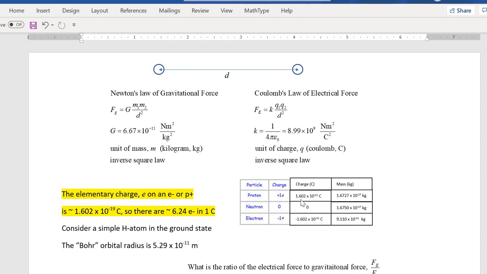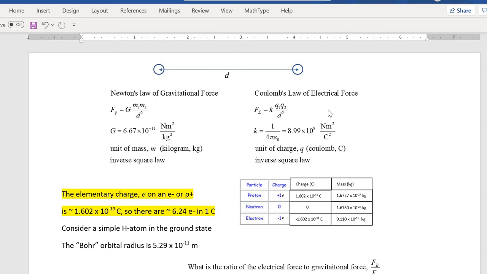Let us discuss the similarity between gravitational forces and electric forces. So you've already seen Newton's law of gravitational force, and as given here, you've seen that. And now we have a new force when we want to study electricity called Coulomb's law. And notice how similar these forces are.